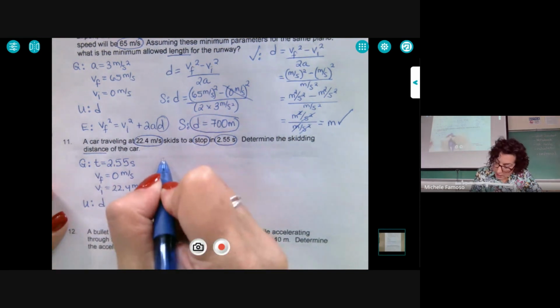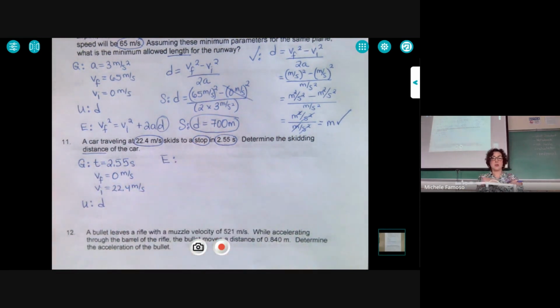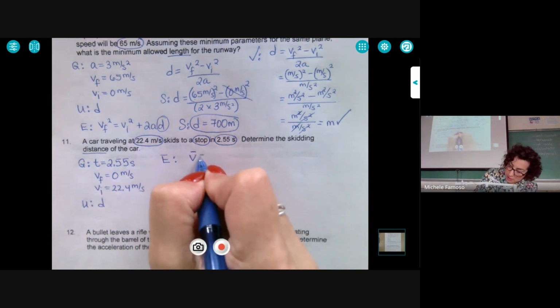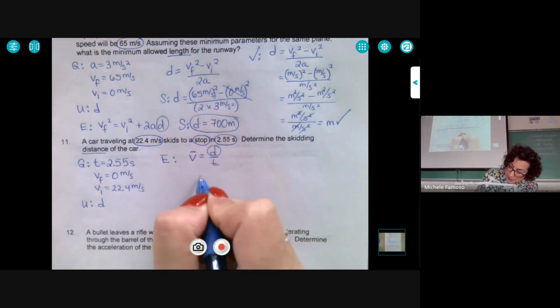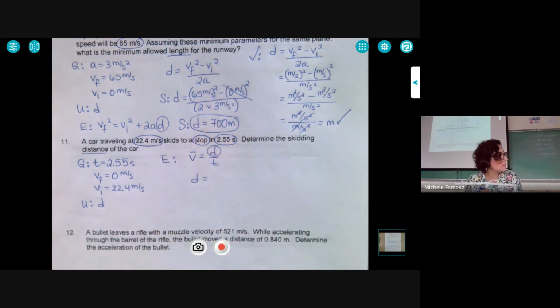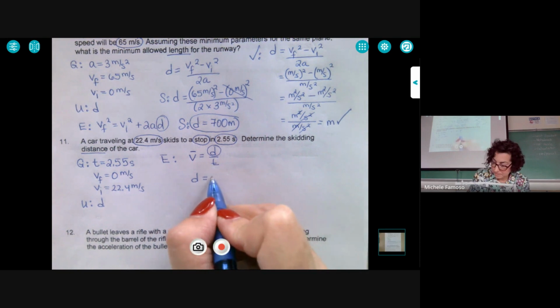D. What equation can we use here to solve this? Gabriella, any ideas? I don't have an A in my list. It's got to have a D in it. What kind of V? Yeah, so we're going to write V bar equals D over T. Now, Matt, can you move that around for D, please? D equals V bar T.